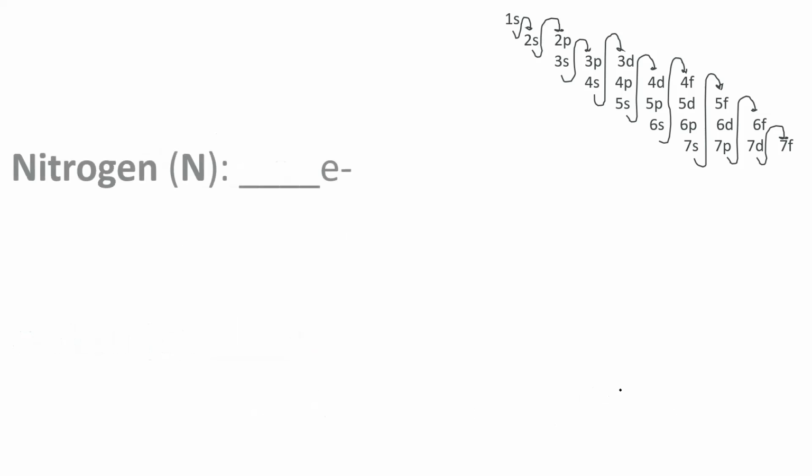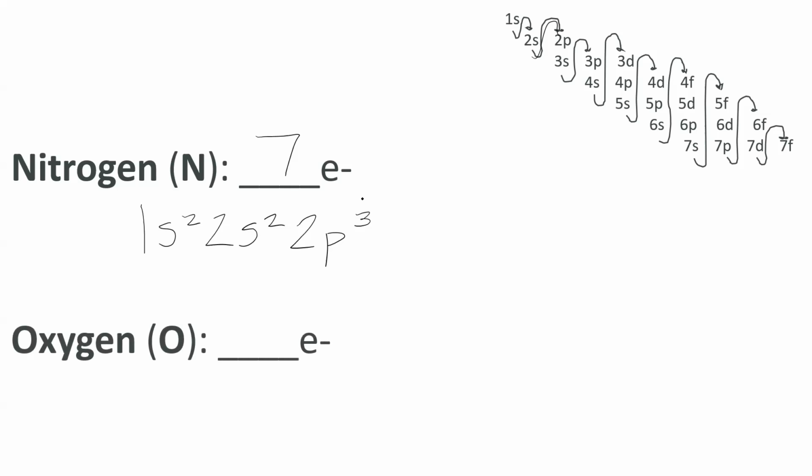Let's keep going. Nitrogen N, 7 electrons, starting with 1s, S can hold 2. Then I'm going to 2s, which can also hold 2. Then I'm going to 2p. P can hold up to 6. I need 3. 2 plus 2 is 4, plus 3 is 7. 1s2, 2s2, 2p3. Nitrogen.